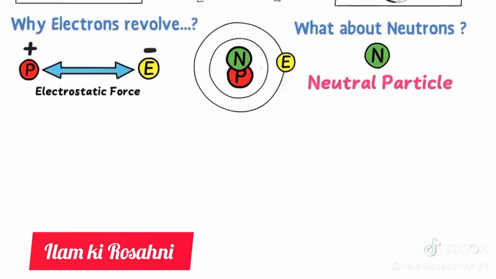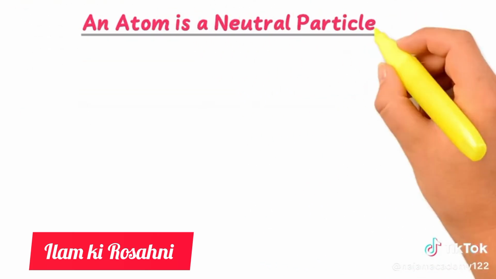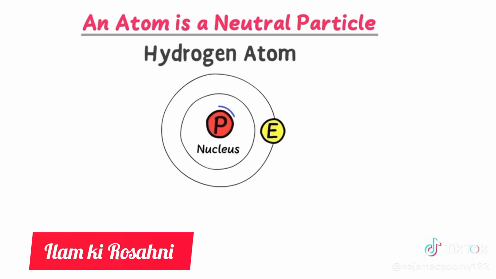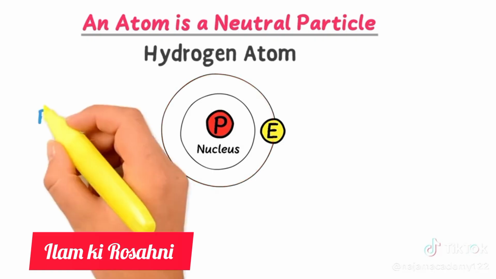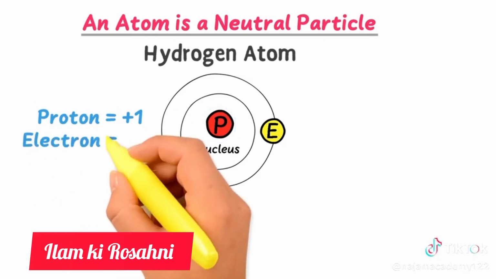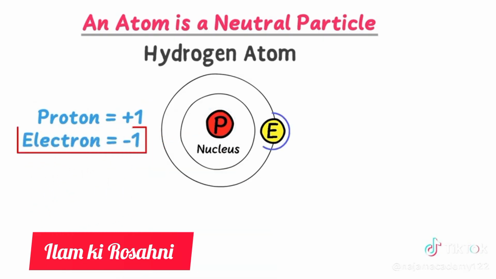It means it doesn't carry either positive or negative charge. Now let me teach you, an atom as a whole is a neutral particle. For example, consider a hydrogen atom. We know that there is only one proton in the nucleus of hydrogen and only one electron that is revolving around the nucleus. So we can write proton is equal to positive 1 because protons are positively charged particles. And we can write electron is equal to negative 1 because electrons are negatively charged particles.